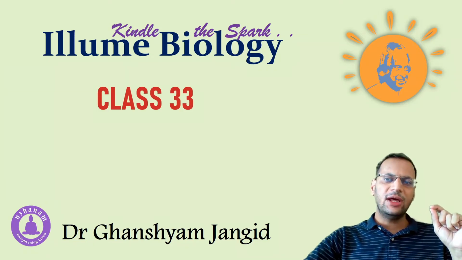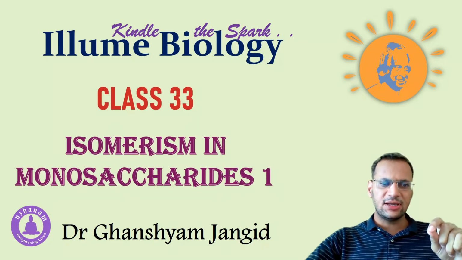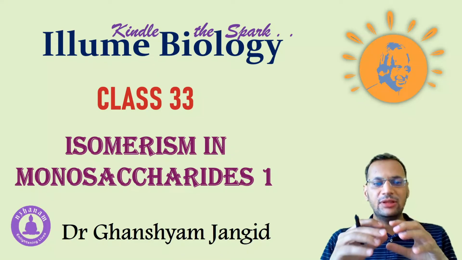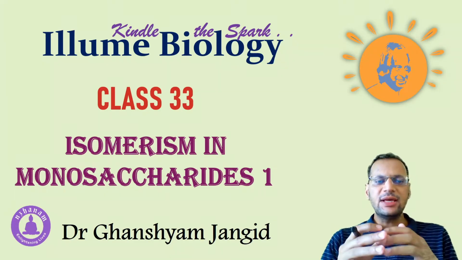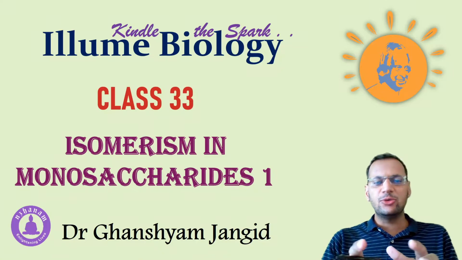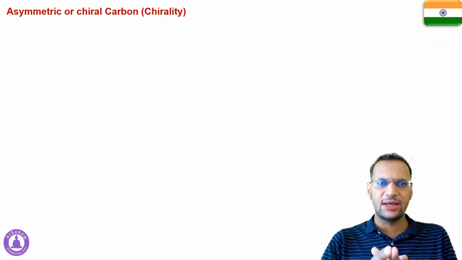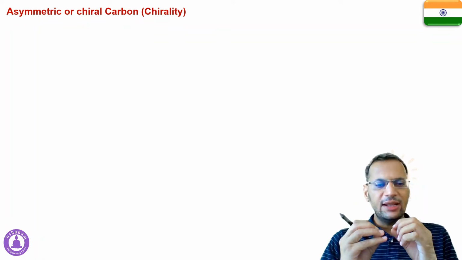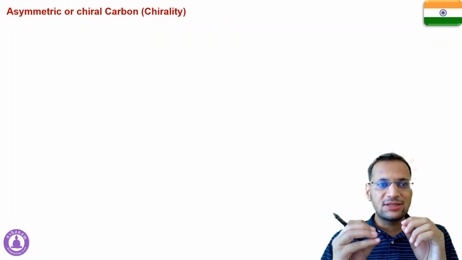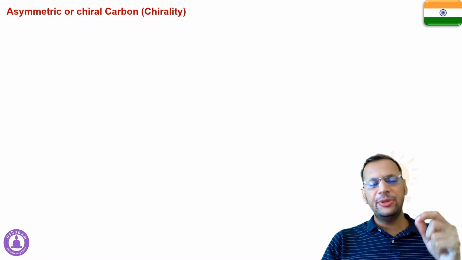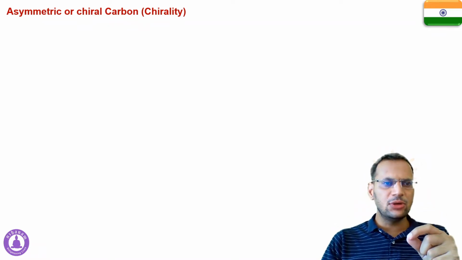We are continuing with our topic of monosaccharides, that is the carbohydrates, and in this video I am starting with isomerism. The monosaccharides exhibit different kinds of isomerism, and today we are going to discuss this. This is the first video of our lecture series on isomerism in monosaccharides. Before understanding the isomerism, let's discuss some common topics. These common topics will be used in learning the concepts for isomerism.